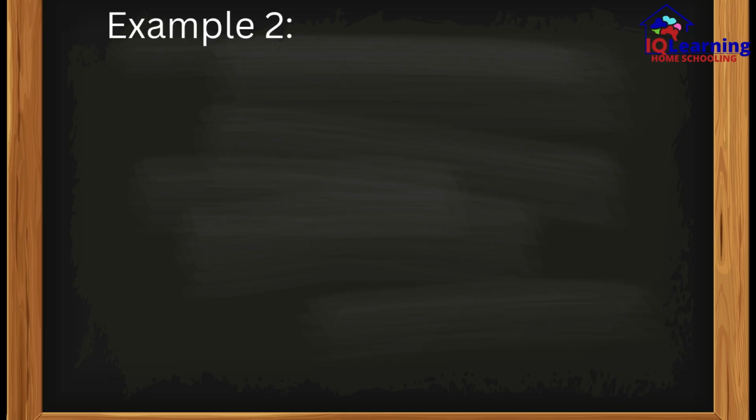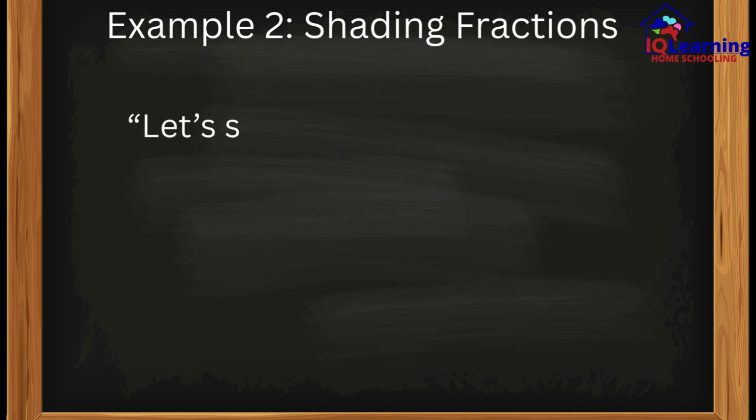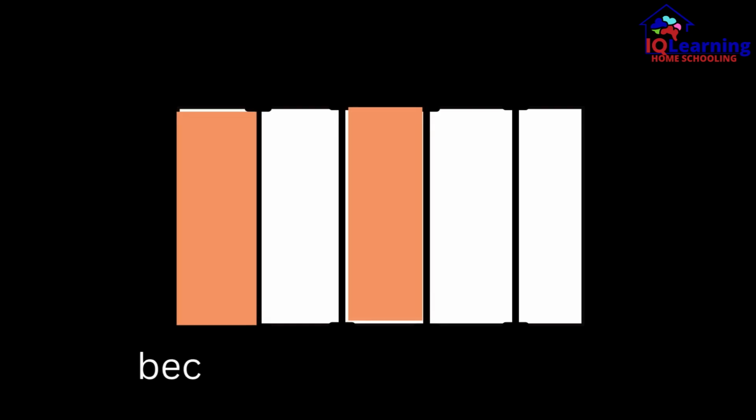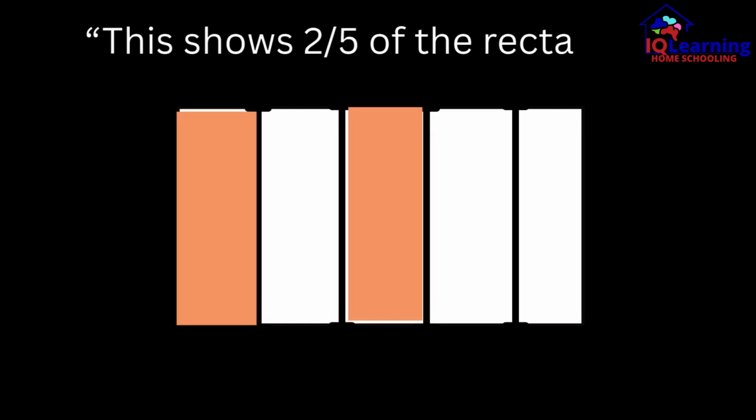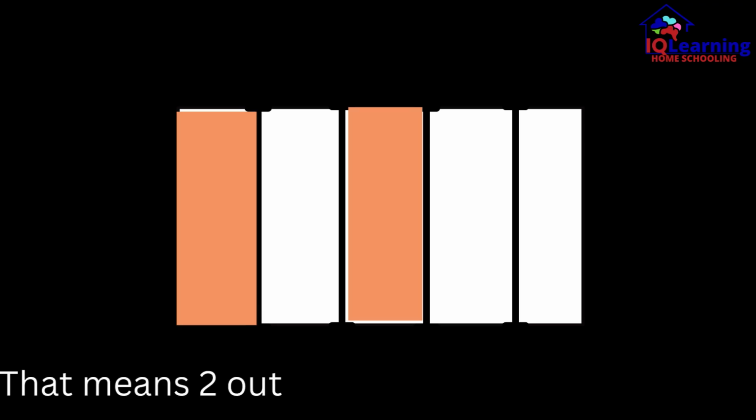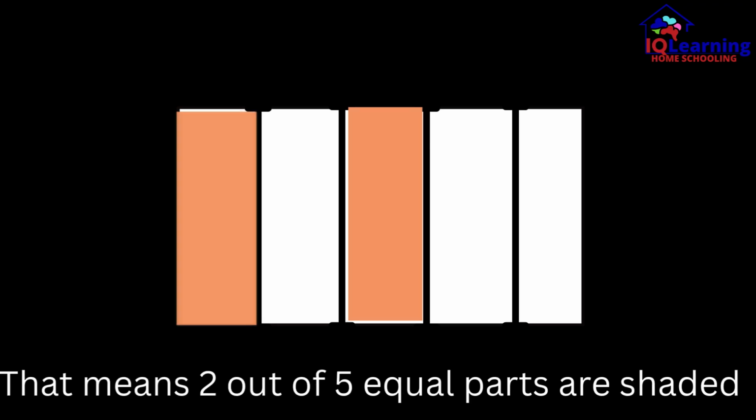Example 2. Shading fractions. Let's shade 2 over 5 of a rectangle. Step 1. Divide the rectangle into 5 equal parts, because the denominator is 5. Step 2. Shade 2 parts, because the numerator is 2. This shows 2 over 5 of the rectangle. That means 2 out of 5 equal parts are shaded.